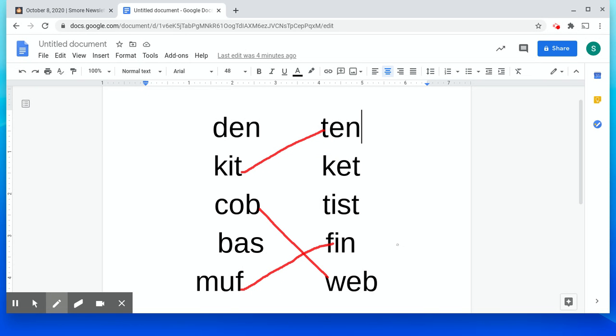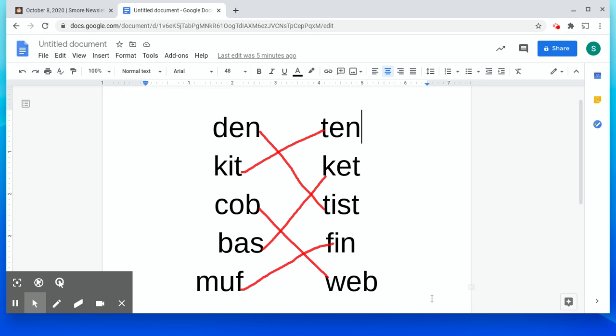What about this? A person who fixes your teeth. If you guessed a dentist, that would be correct. Again, you hear the two syllables, dentist. Excellent. And our last one to match up, my clue is that this is a container for holding things. And if you said basket, that's correct, basket.